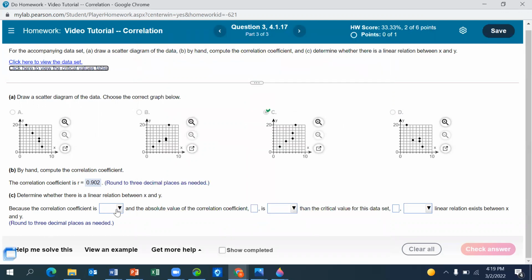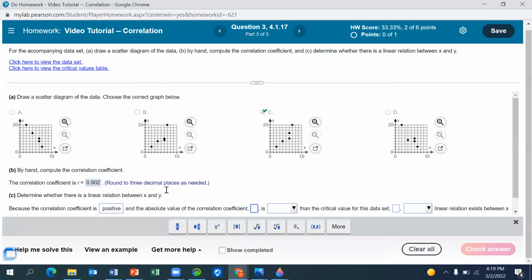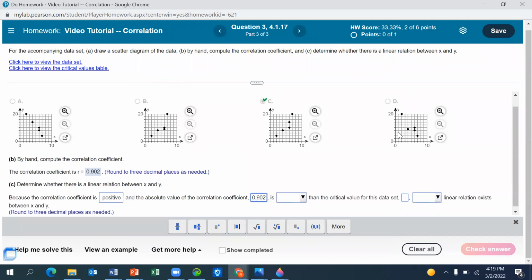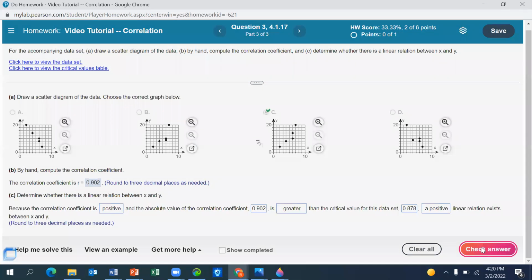That is your critical value, 0.878. Because the correlation coefficient is positive, the absolute value of the correlation coefficient is the same thing, 0.902. Is 0.902 greater or not greater than the critical value? Now remember the critical value, I just copied it, it's 0.878. The absolute value of the linear correlation coefficient, 0.902, is greater than the critical value. And since it's greater than the critical value, then there is a correlation. There is a linear relation, but it must be positive because R is positive. So a positive linear correlation exists between X and Y. And here's our answer. And now let's check our answer. And that is correct.